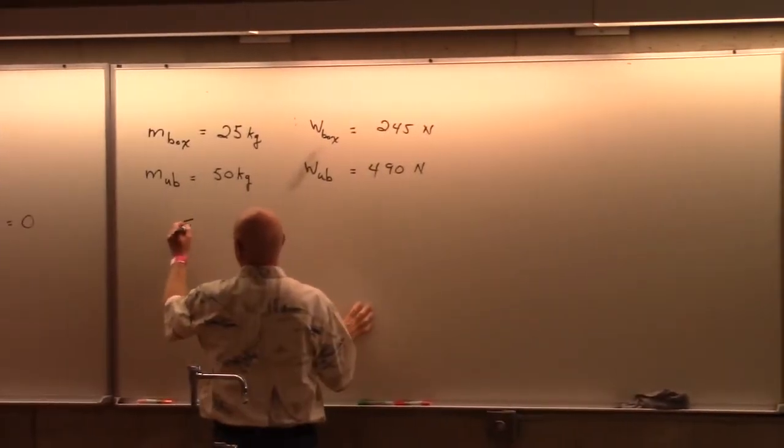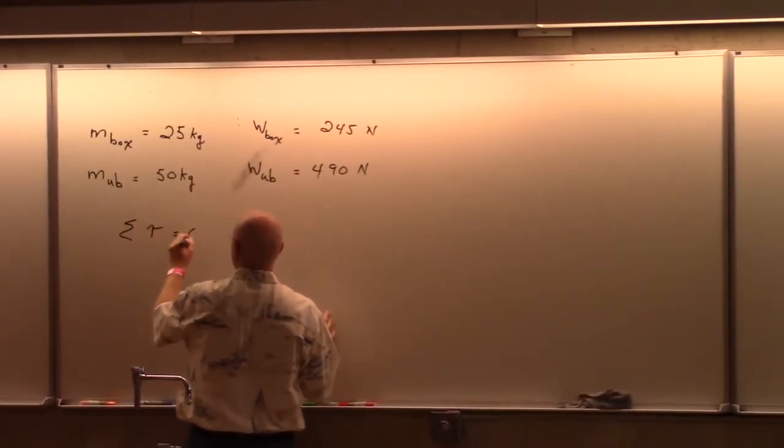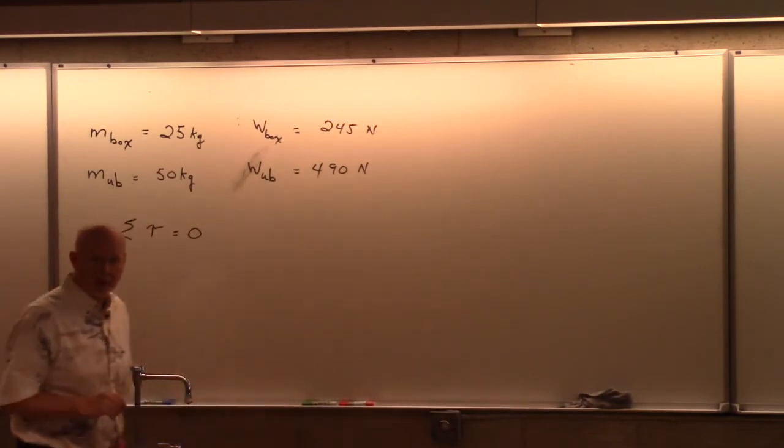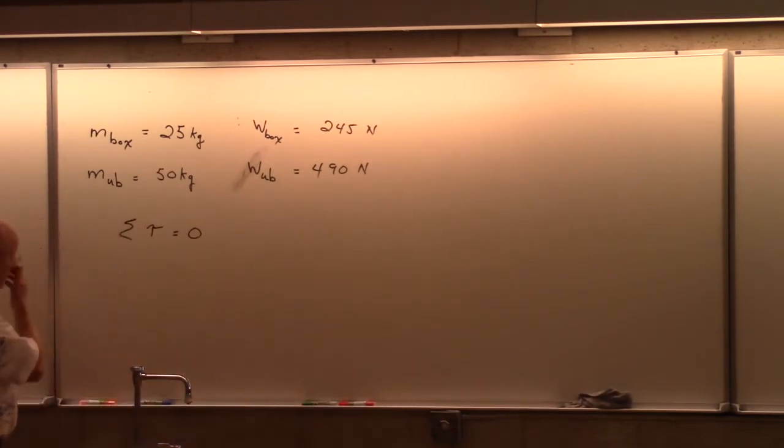So like we did on the other one, the sum of the torques has to be zero. So I'm going to add up the torques. And of course, to do that, we need to look at all the forces, and I think there are three of them again. So this is a lot like the bicep one.